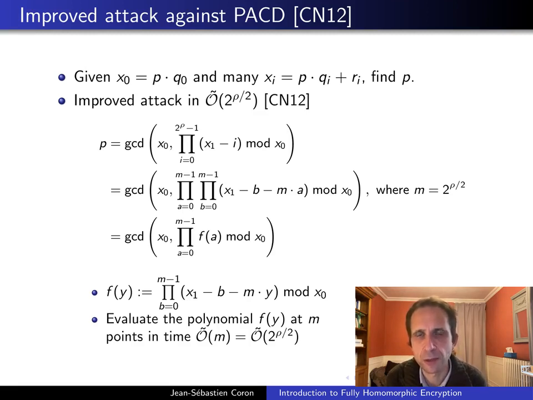For now, we have gained nothing, because computing this product takes 2 to the rho time. But we can rewrite this product. We split the variable i in two parts in the middle, where the middle is given by this constant m, which is 2 to the rho over 2. We write i equals b plus m a, where b is the lower order bits between 0 and m minus 1, and a is the higher order bits between 0 and m minus 1. So we have these two parts, and we have this double product.